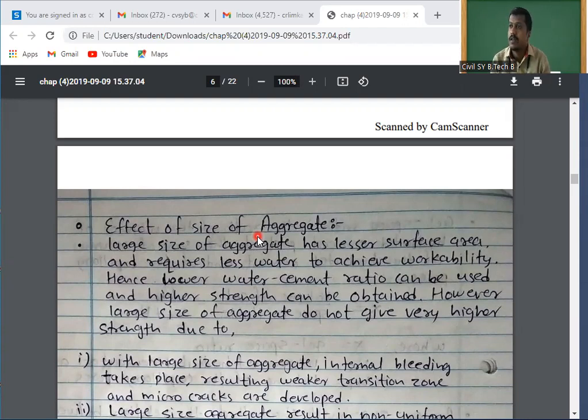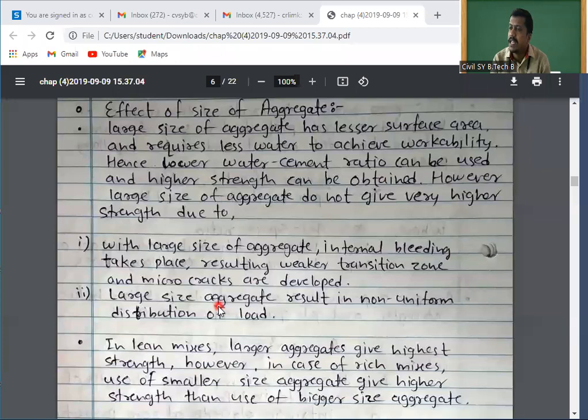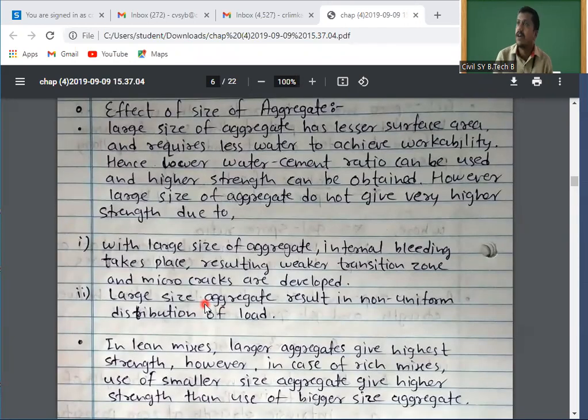But there is one point which I need to address to you. Okay, with the large size of coarse aggregates, the internal bleeding may take place. There will not be any proper bonding, or there will not be uniform distribution of the load throughout the concrete matrix. So that is why the next part is very important for us to understand, effect of size of coarse aggregate, my dear students. So what type of effect is it going to make if you are using the large size of the coarse aggregate?